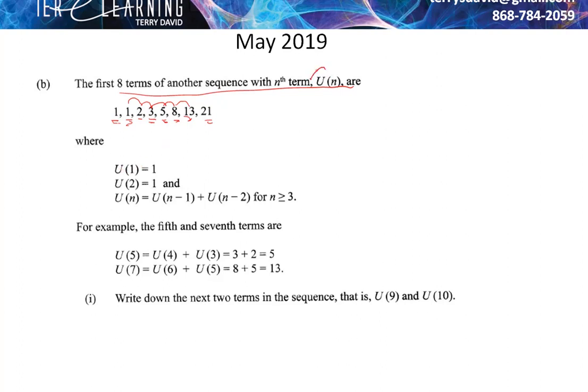So they're writing the terms in terms of un. So u1 is equal to 1. That's my first term. u2 is my second term. It's also equal to 1. And then they give us a general formula now, which is this.